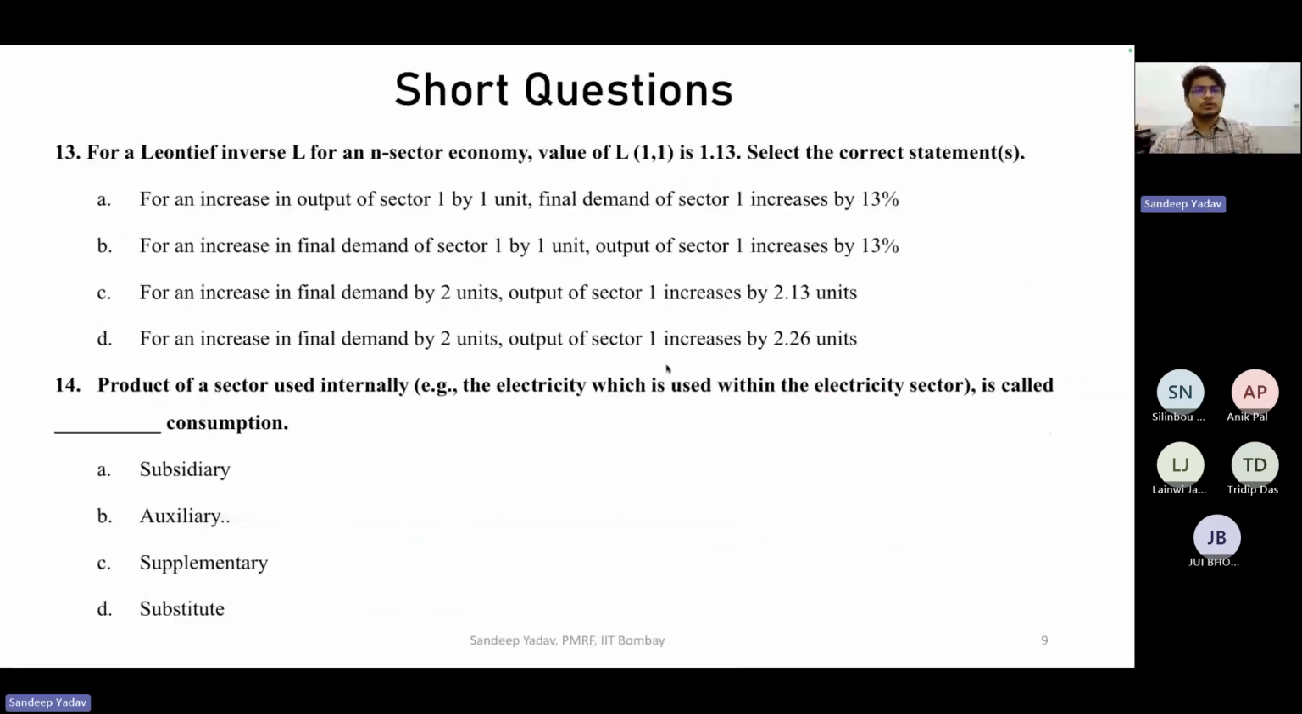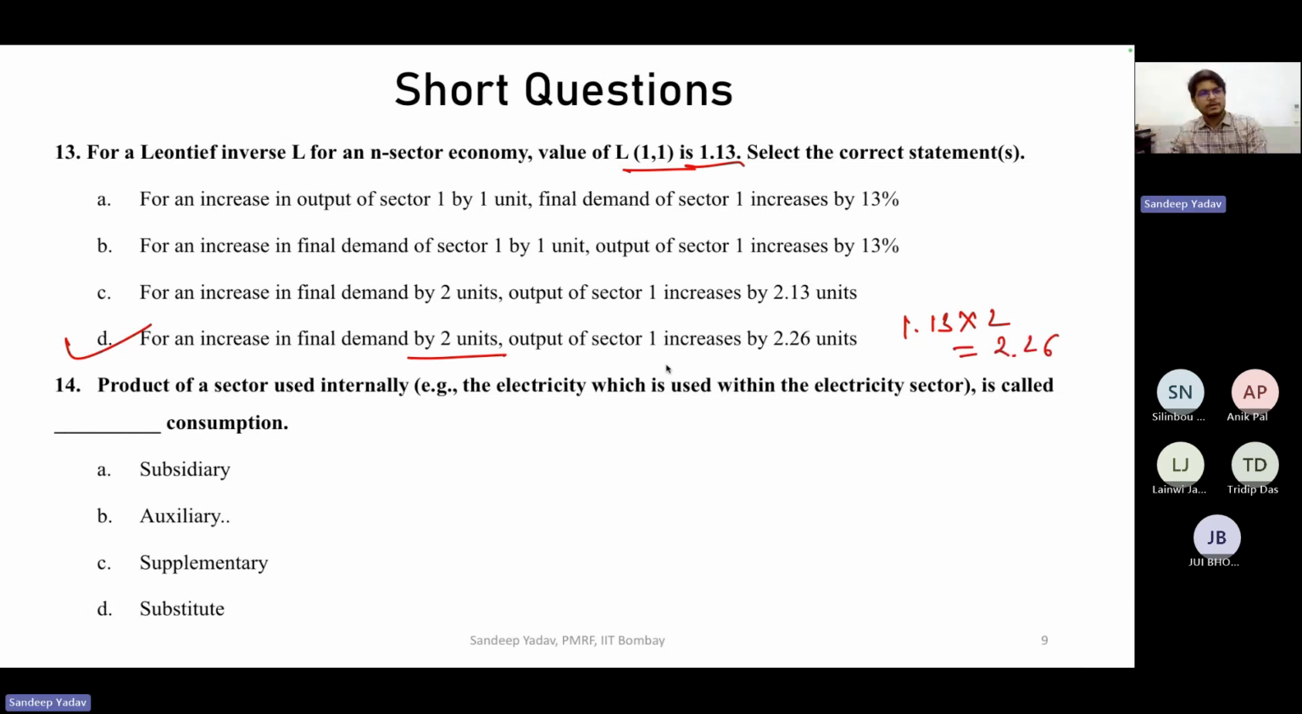Okay. Now moving to question number 13. For a Leontief inverse L in sector N. So this type of question we have already solved. The answer would be 2.26, as you indicate that if 1.13 is for 1 unit, then for the final output of 2 units, it would be 1 into 1.13 into 2, that is 2.26.